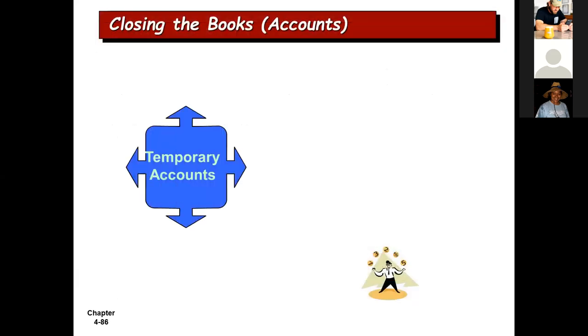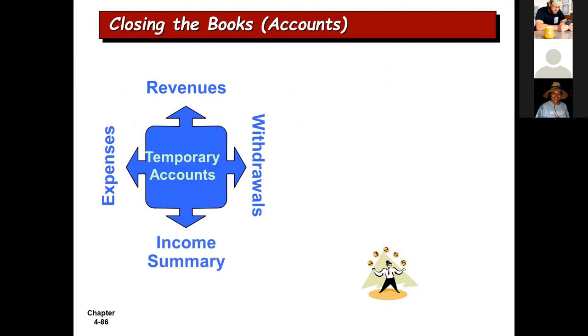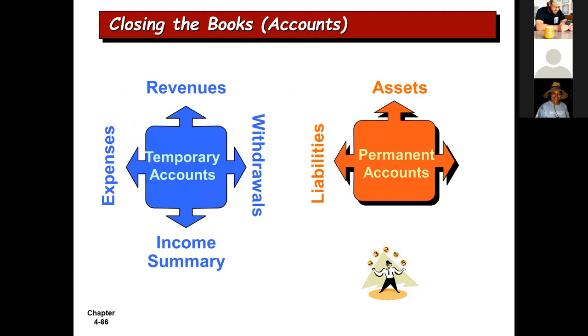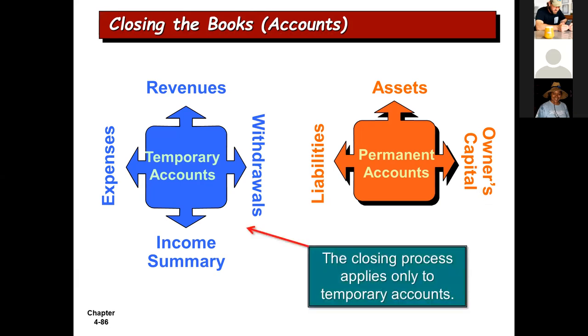So closing the books basically, again, means we've got to zero out all the temporary accounts, revenue, expenses, drawing or dividends, and the income summary to your capital account. Permanent accounts are assets, liabilities, and capital account. So this account you see here on the summary is eventually going to be zeroed out and transferred to the capital account. Closing only applies to the temporary accounts.